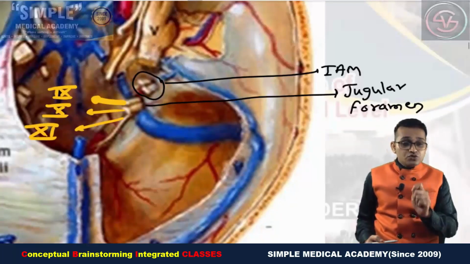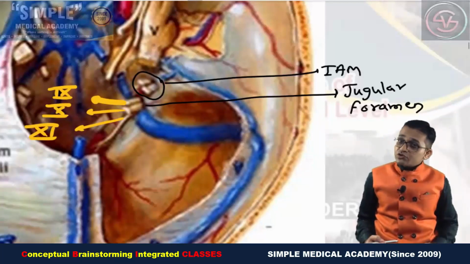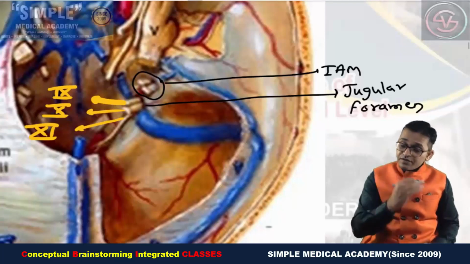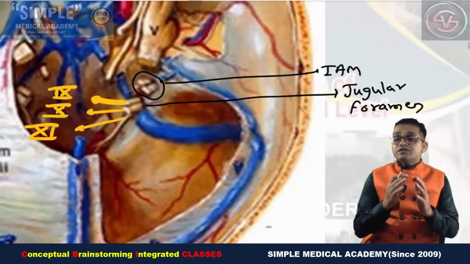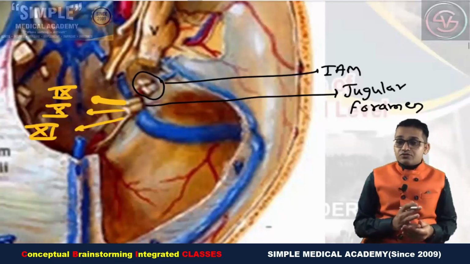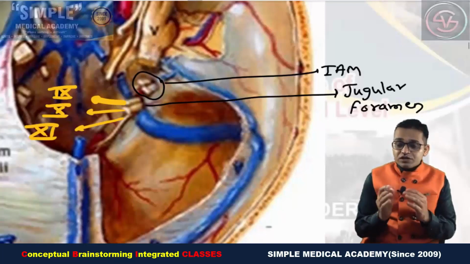Another MCQ: this jugular foramen is the second largest foramen of the skull. Which is the largest foramen of the skull? Definitely the foramen magnum, which is located on the back side, through which the brain stem, medulla, is passing. So the 9th, 10th, 11th nerves are passing through the jugular foramen. But we are going to see a little more detail.